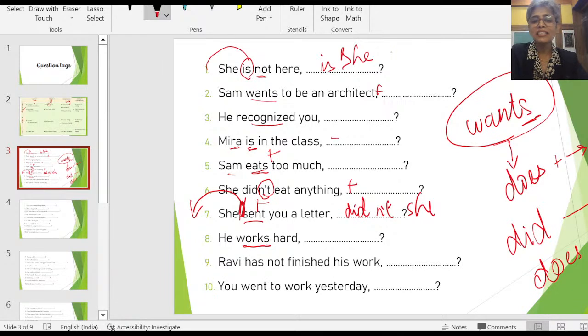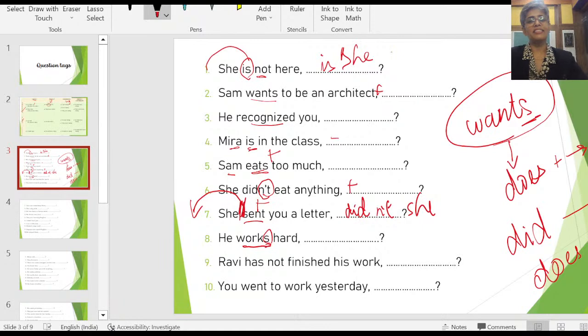Is it in the present tense? Yes, because it's not worked, past tense. So did will not come. So we will say does. So remember, wherever there is an s, does comes. Wherever there is no s, do comes. Because it's already decided. The verb has already indicated to you that it is in the present tense.